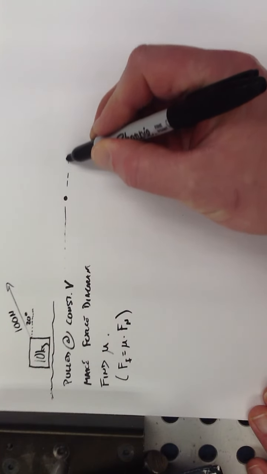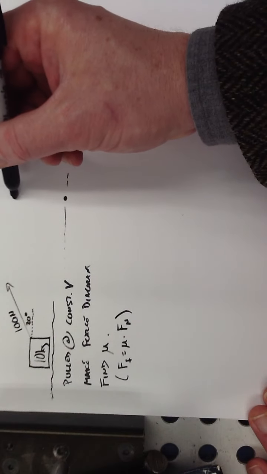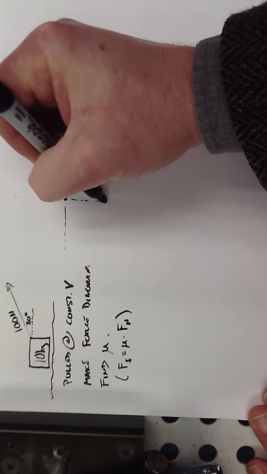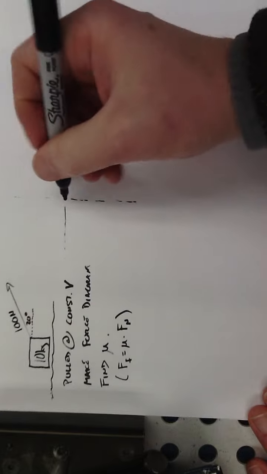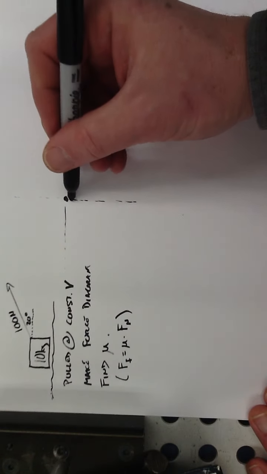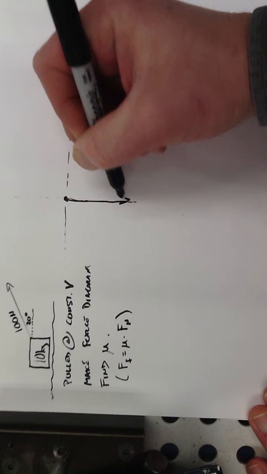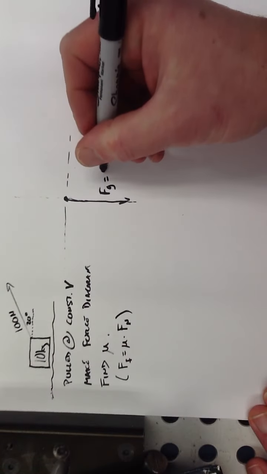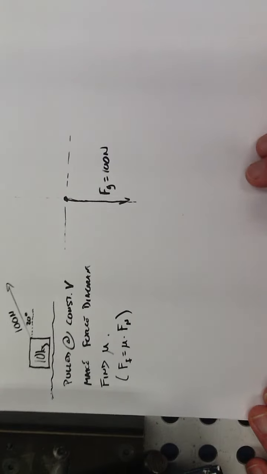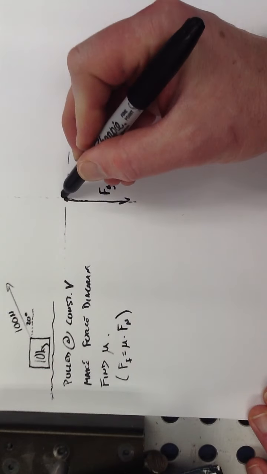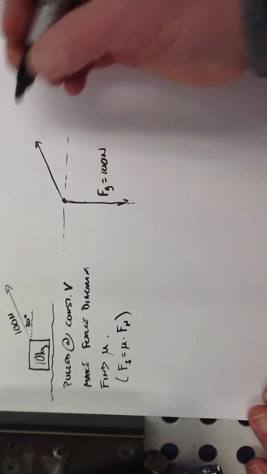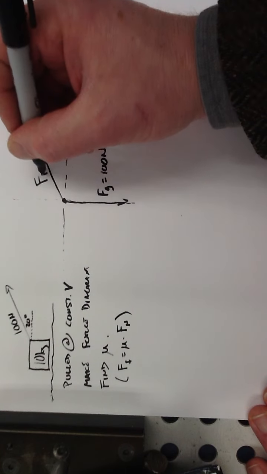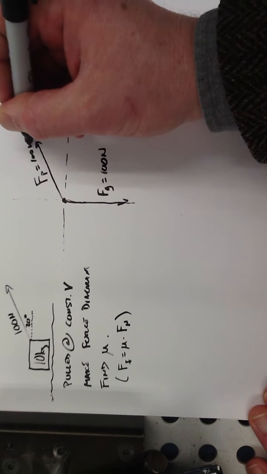So that means we just have regular old ups and downs. Okay, I'm going to start with my gravitational force, mass times 10. Okay, I've got this pulling force, which is also 100 newtons.